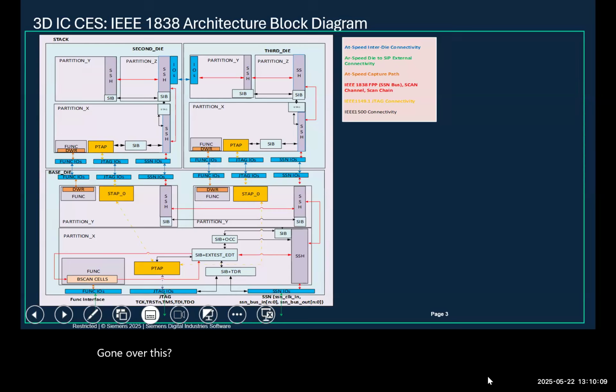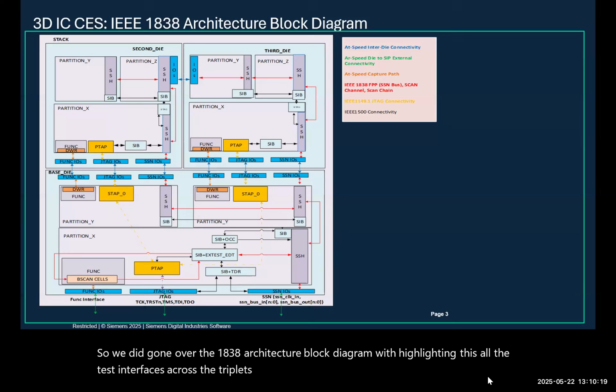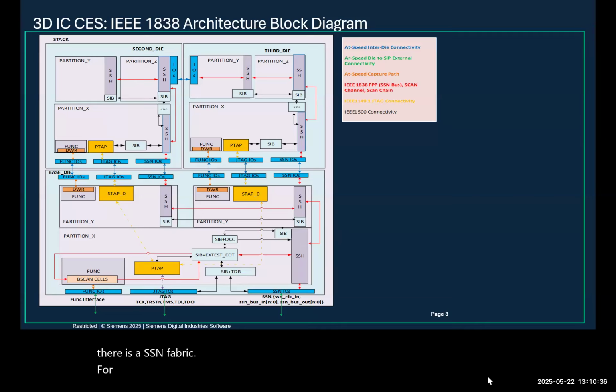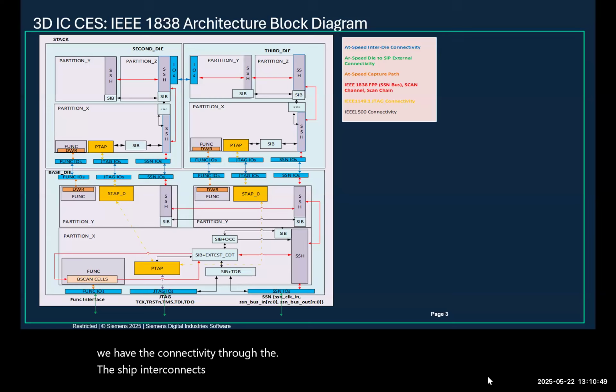Yeah, so we went over the 1838 architecture block diagram, highlighting all the test interfaces across the chiplets and across the partitions, all the way down to the DFT cores. Those are the PTAP and STAP for the inter-die connectivity, and then there is an SSN fabric for the scan connectivity across the chiplets. Downstream from the PTAP, we have the connectivity to the SIP interconnects to connect to the EDT, OCC, and SSH, and memory-based and boundary scan and so on.